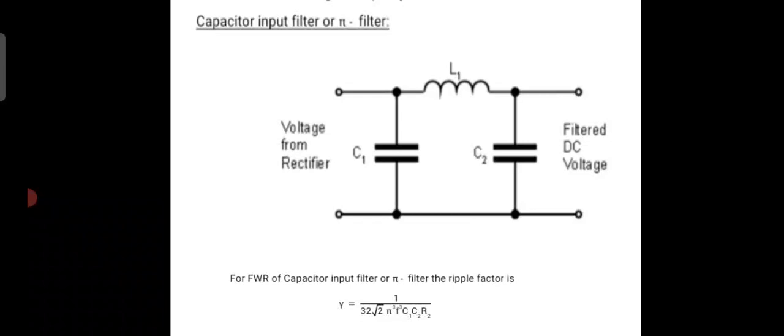The efficiency of the pi section filter is more compared to the other two filters, and the ripple factor of this is given by mu equals 1 divided by 32 root 2 pi cube f cube C1 C2 RL, where f is the cutoff frequency.